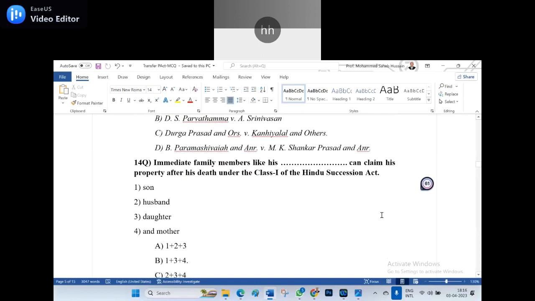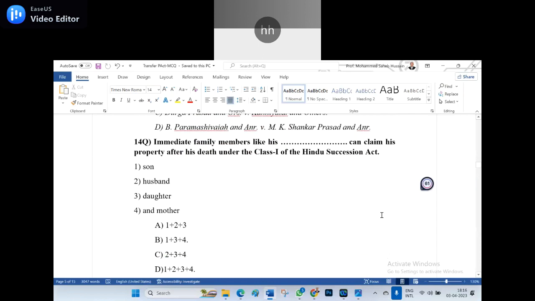Now 14th question. Yes. Unmute and read. Immediate family members like his dash can claim his property after his death under Class 1 of the Hindu Succession Act. 1 son, 2 husband, 3 daughter, 4 mother. A 1 plus 2 plus 3, B 1 plus 3 plus 4, C 2 plus 3 plus 4, D 1 plus 2 plus 3 plus 4. 1 plus 2 plus 3, A. Wrong.